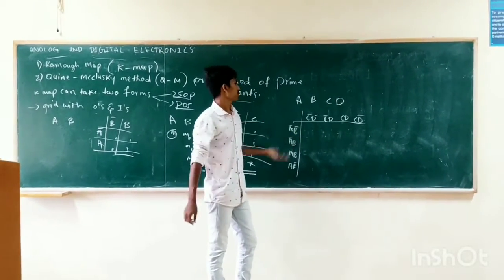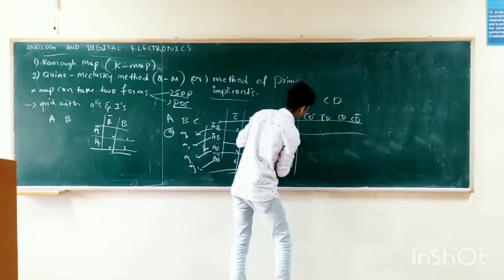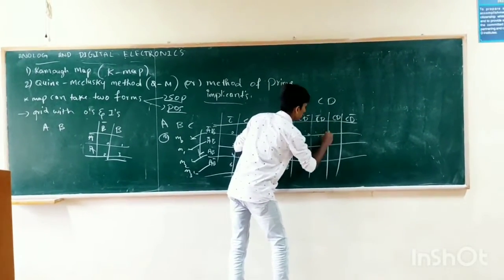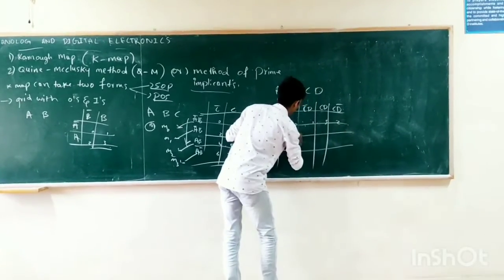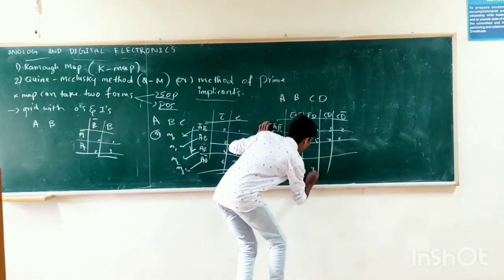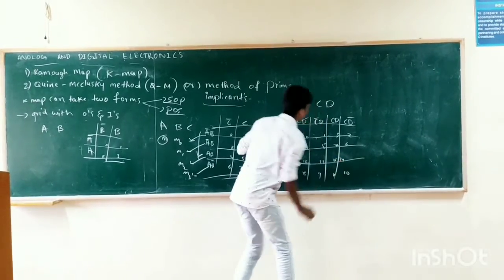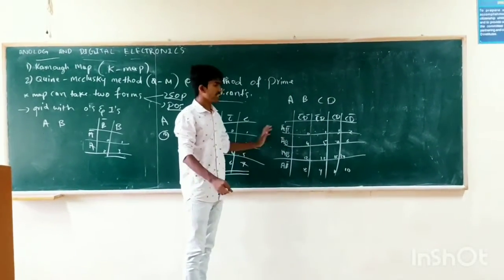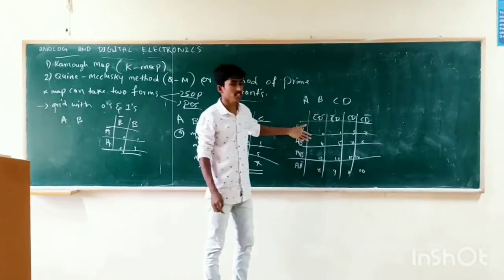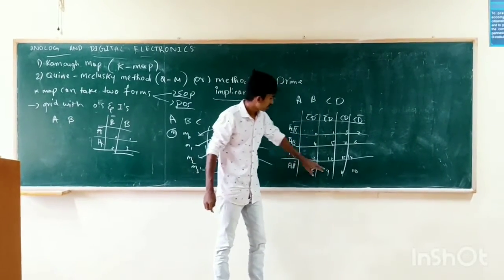The decimal equivalent, the position or address given for each box, is like this: 0, 1, 2, 3, 4, 5, 6, 7, 8, 9, 10, 11, 12, 13, 14. This is the decimal equivalent of each box. The grid of this K-map means rows and columns, and the address is written as 0, 1, 2, 3, 4, 5, 6, 7, 8, 9, 10, 11.